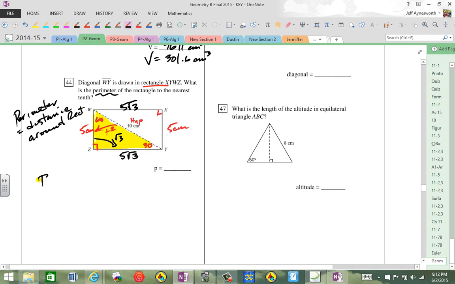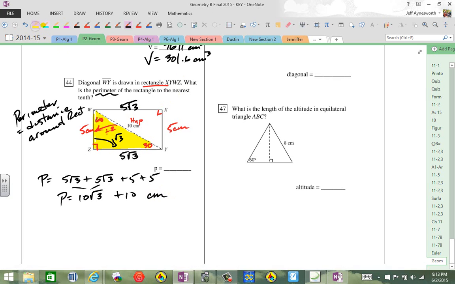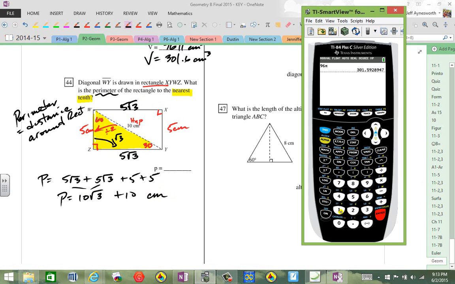So the perimeter, if you want to step this out, is 5 rad 3 plus 5 rad 3 plus 5 plus 5, right? Let me write that a little bit better. There we go. Well, I get 10 rad 3 here plus 10. That's the perimeter. There's your exact answer in terms of centimeters. Now it says rounded to the nearest tenth, right? If you read the directions. Okay, there you go. So all you do is type it in. So 10 times radical 3, or root 3.